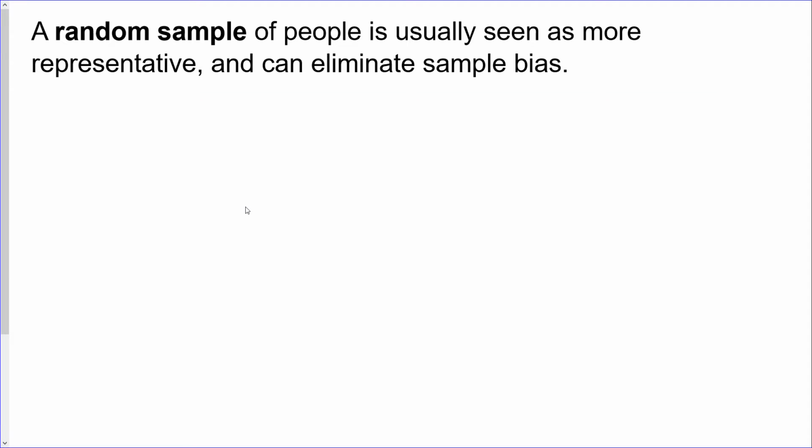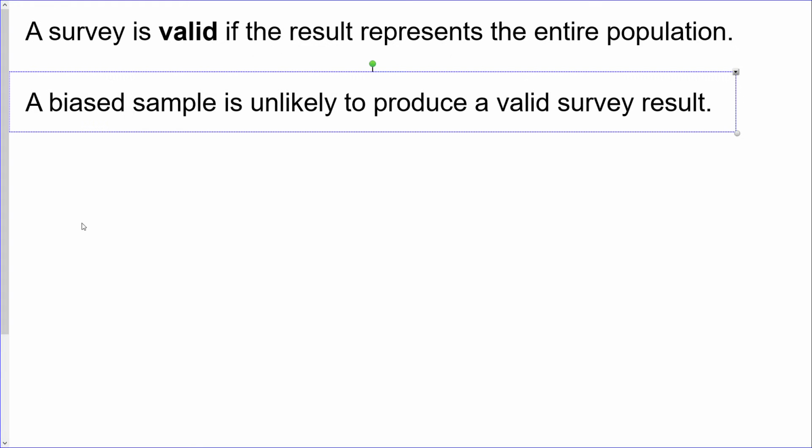Okay, and a random sample of people is usually seen as more representative and can help eliminate sample bias. It can't completely eliminate it, but it can certainly help. So if I was to randomly choose students from grade 8, that would be more likely to represent the whole class than if I went in and just chose 5 boys. Okay, hopefully that makes sense.